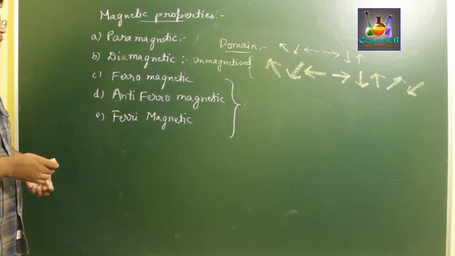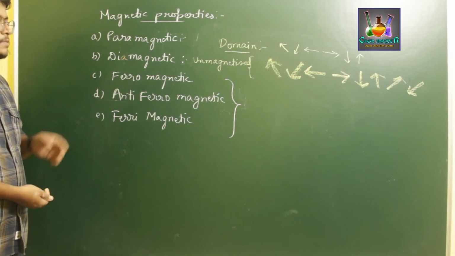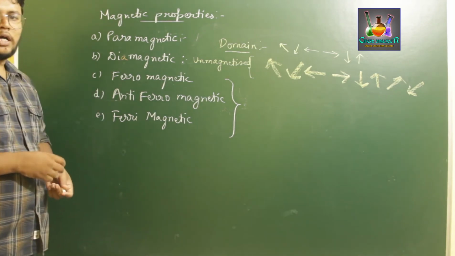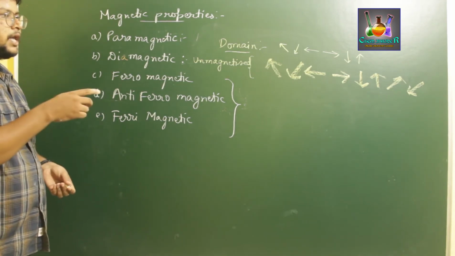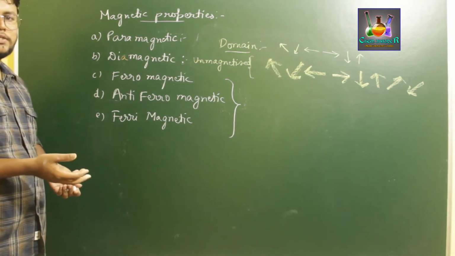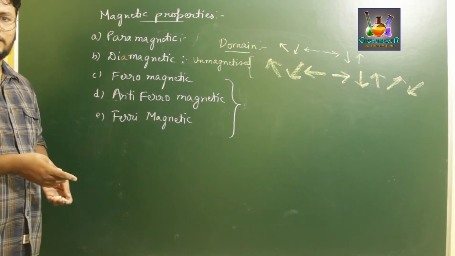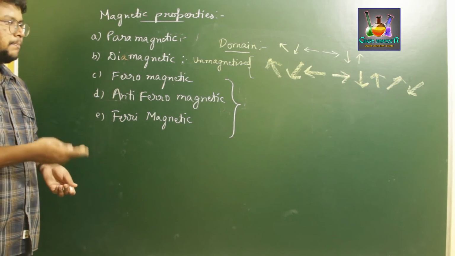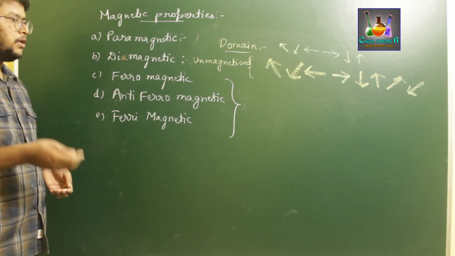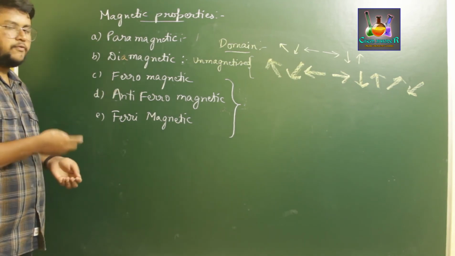So how we can define ferromagnetic, antiferromagnetic and ferrimagnetic with respect to these domains is that on applying a magnetic field, they should align in the direction of the magnetic field, or they should align themselves in the direction opposite to the magnetic field. So there are only two chances. It should align parallel to the applied magnetic field, or it should be unparallel to the applied magnetic field. Depending on that basis, we classify ferromagnetic, antiferromagnetic and ferrimagnetic.